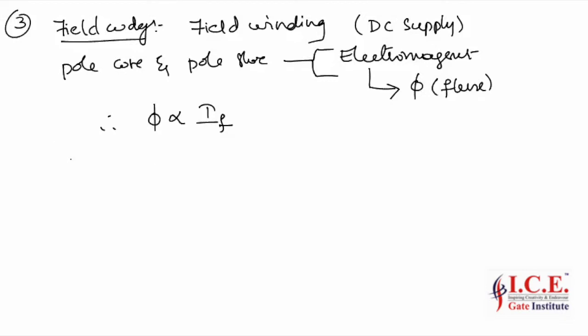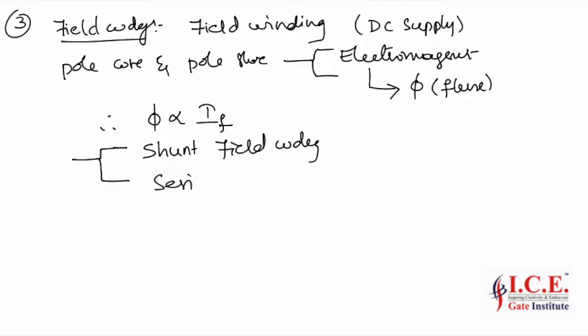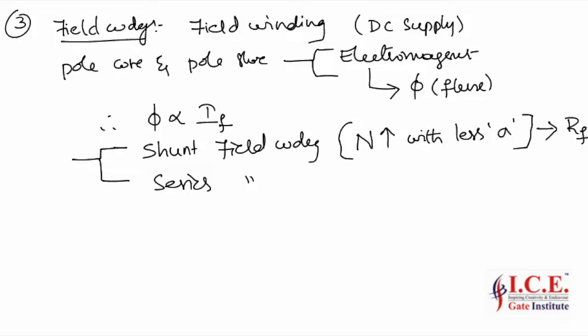In the designing process, this field winding is further classified into two types: shunt field winding and series field winding. The shunt field winding should have more number of turns with less cross sectional area, so that its RF value is very high.